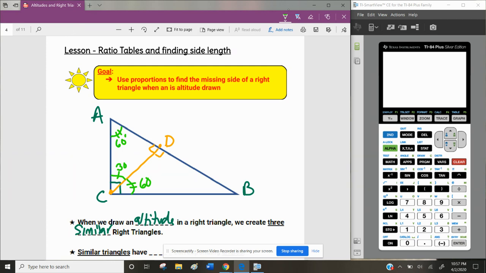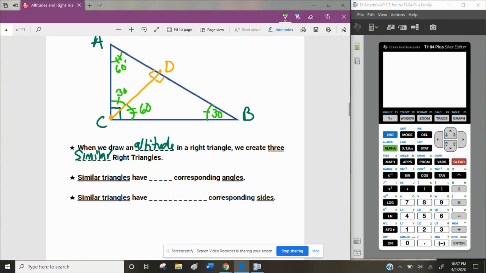So if I look at this bigger triangle now, I have a right angle and a 60-degree angle, which would mean that this angle down here at angle B would also be 30 degrees. Similar triangles have equal corresponding angles. So the parts of these three triangles that correspond have equal angles. So by angle, I know that these three triangles are similar to each other.